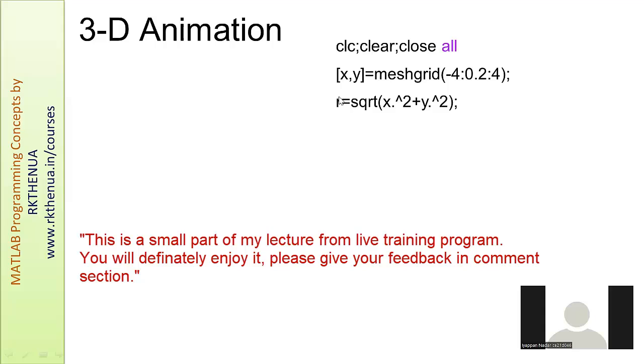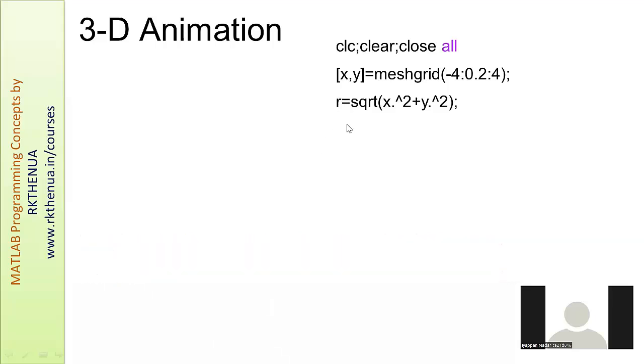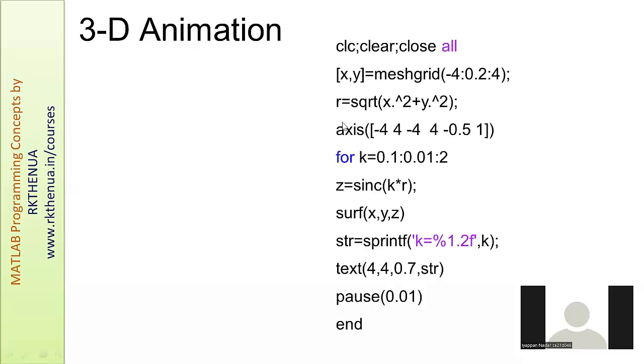Now I want to use this R in a sinc function. I will pass this in a sinc function. You can take any function. I have considered here one sinc function, just to make some 3D plot randomly. I have taken this function, but you can take any mathematical function. So simply I have used this R.